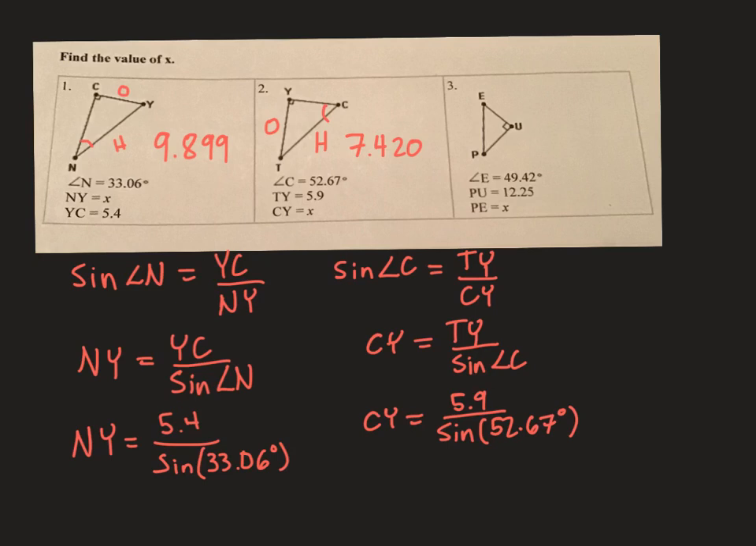Now take a moment to try number 3 for yourself. You should find that PE comes out to be 16.129.